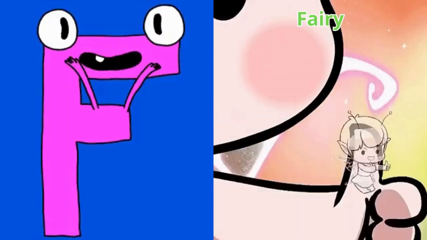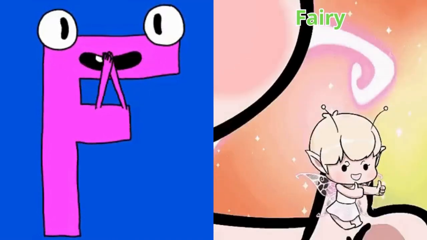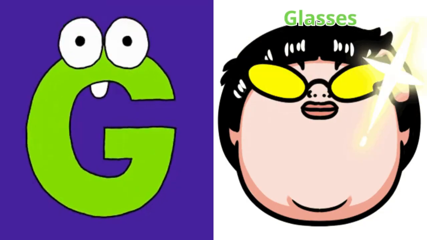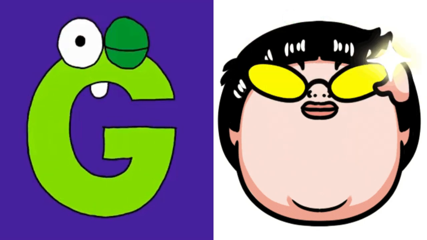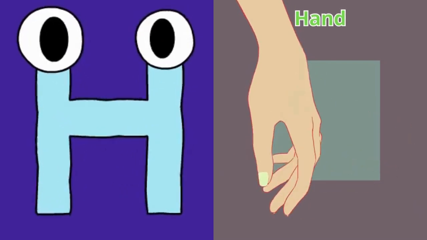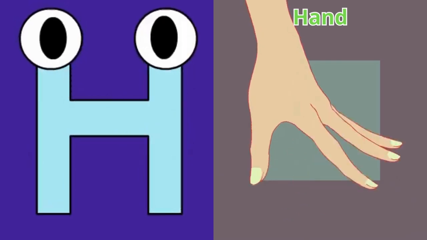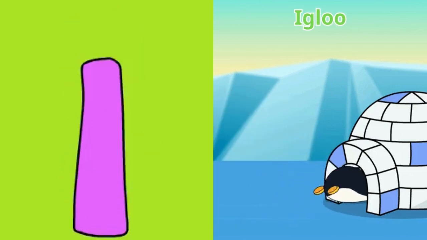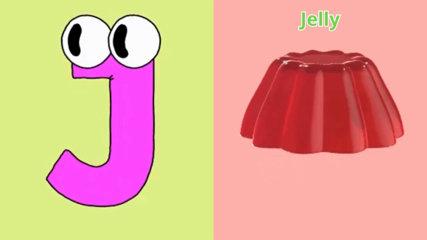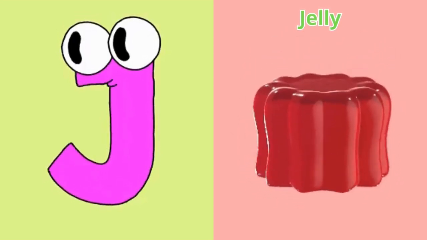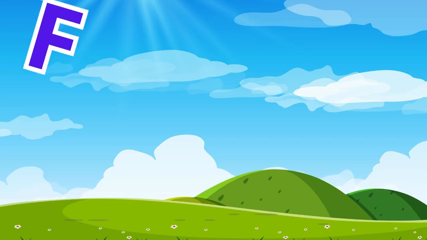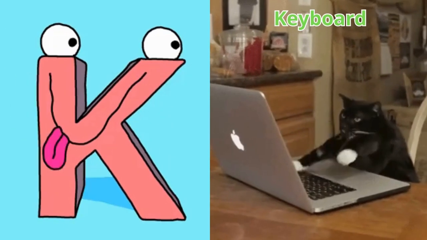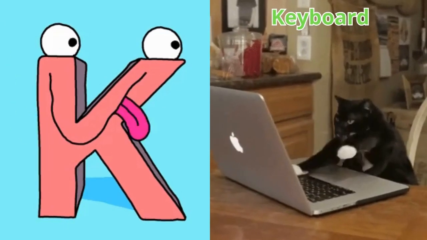F is for fairy, fairy. G is for glasses, glasses. H is for hand, K is for keyboard, keyboard.